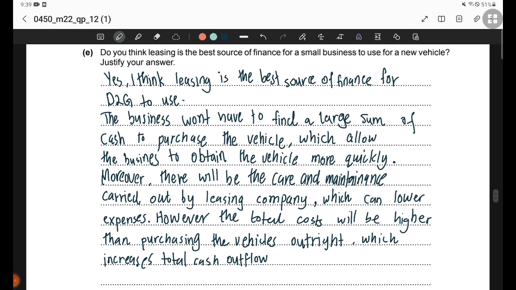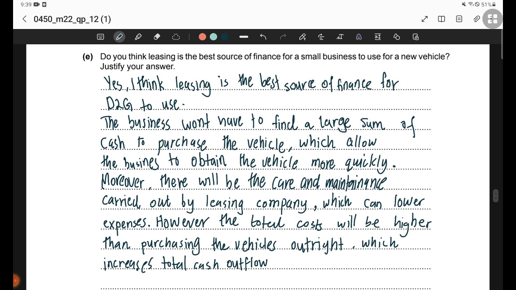Okay, this is a tricky one. Part E, another 6 mark question. Okay, so do you think leasing is the best source of finance for a small business to use for a new vehicle? Justify your answer.